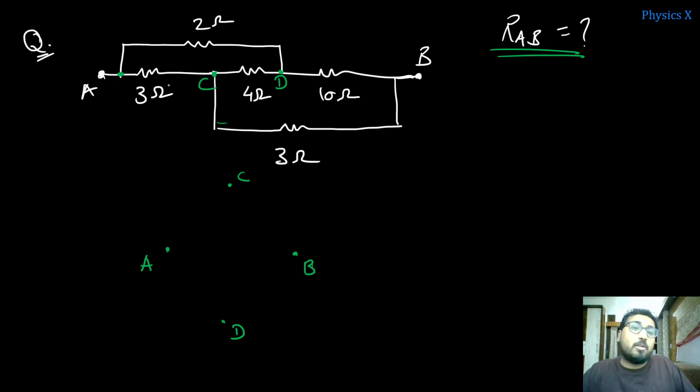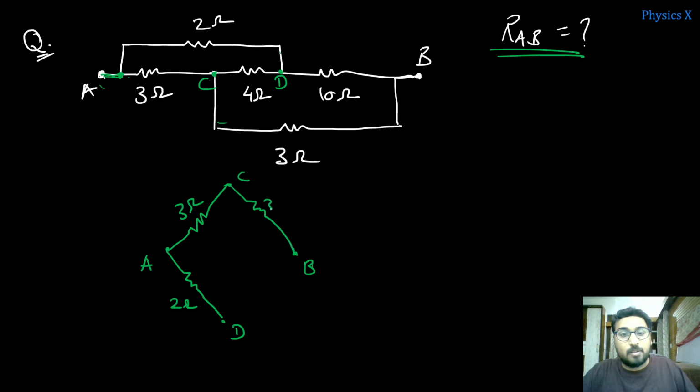Now I will draw the resistances one by one. So this point is A only, right? Same point, nothing is connected. So this is A only. Between A and C, you can see 3 ohm is connected. I will draw and mark 3 ohm like this. Now between A and D, you can see that 2 ohm is connected. Now between C and B, it is connected as 3 ohms. Between C and D, it is connected as 4 ohms. And between B and D also, you can see that 10 ohms is connected.